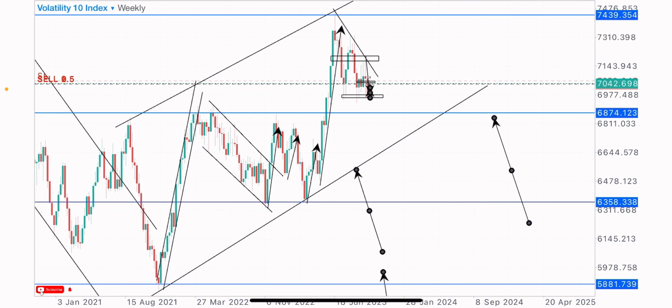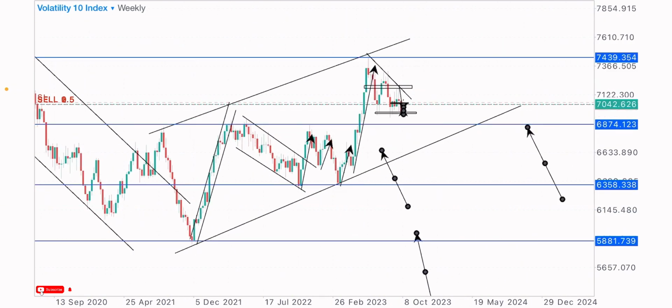So that's it, guys. That's how to trade alongside the market trend. That's how to identify market structure and spot the market zones properly.